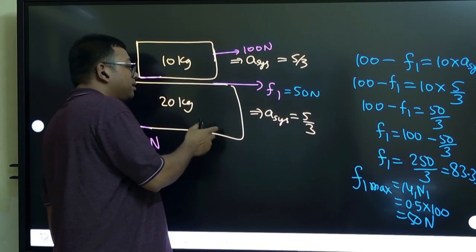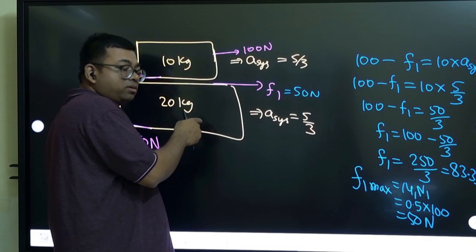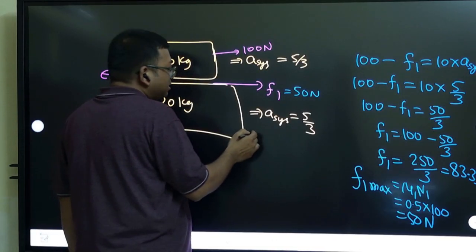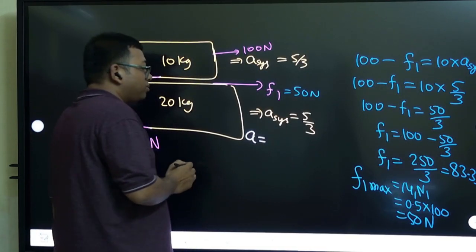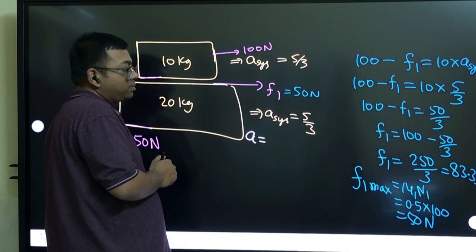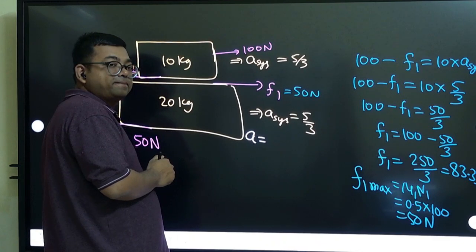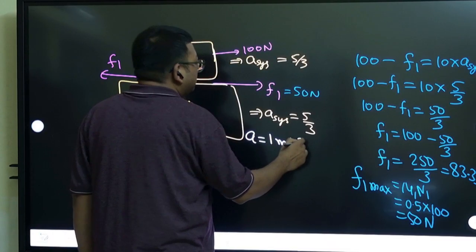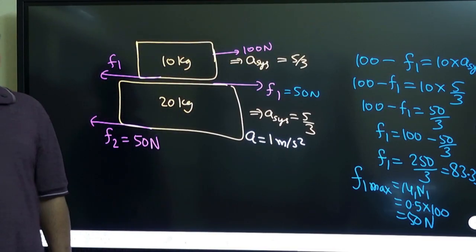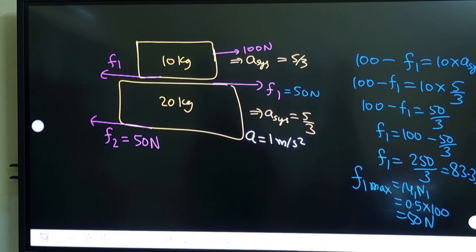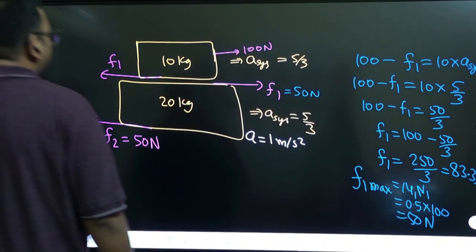What are they asking in the question? Acceleration of middle block. How much is the answer? What is the answer they have given? This is with respect to ground only, right? So that means second acceleration should come 1.